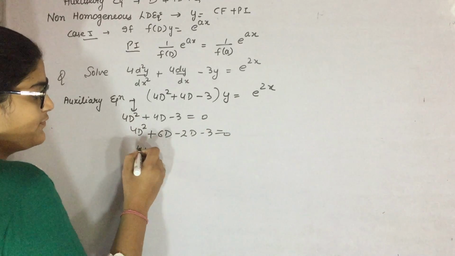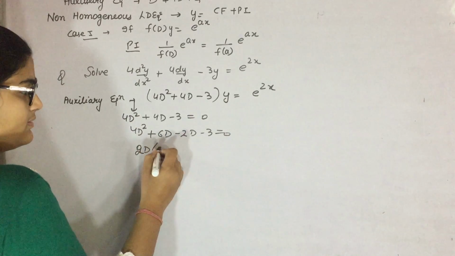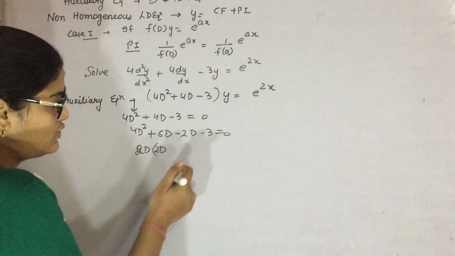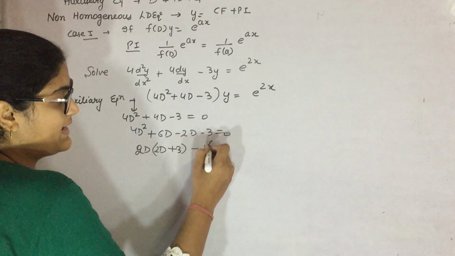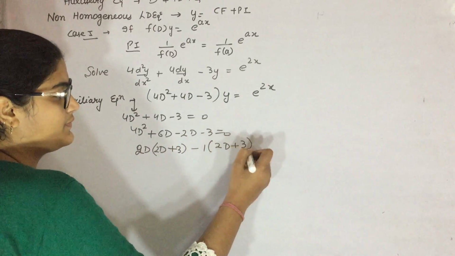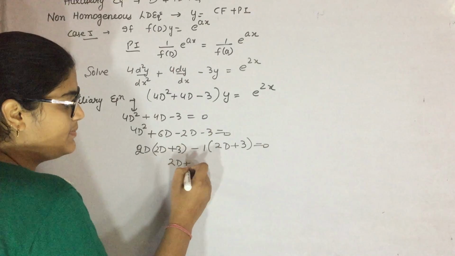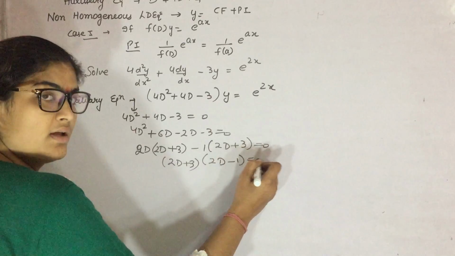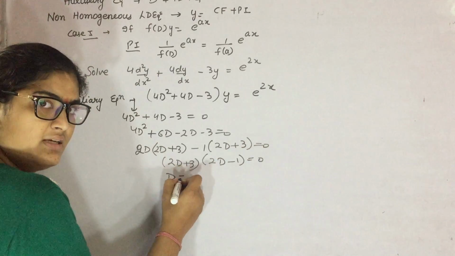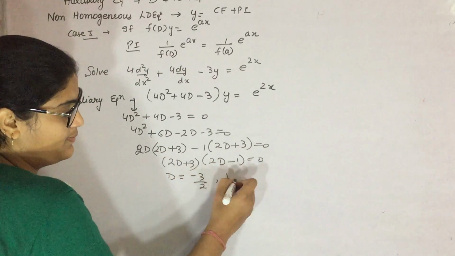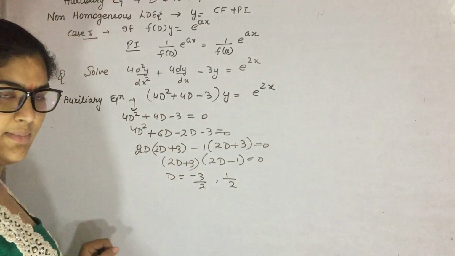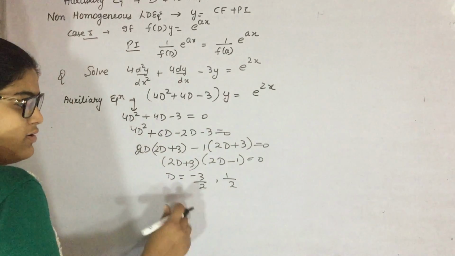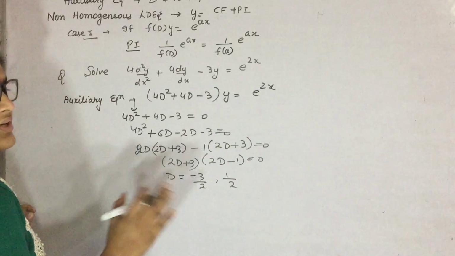So you can take 2D as common, and what is left is 2D + 3, and if you take -1 as common, 2D + 3. So firstly 2D + 3 is a factor, and the other one is 2D - 1. This gives D = -3/2 and D = +1/2. So these are the two roots of this auxiliary equation.